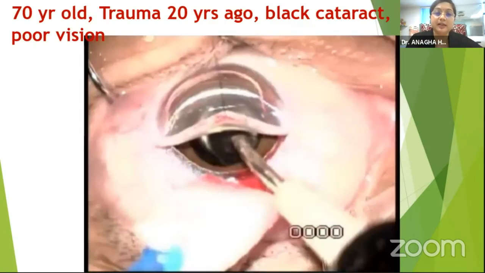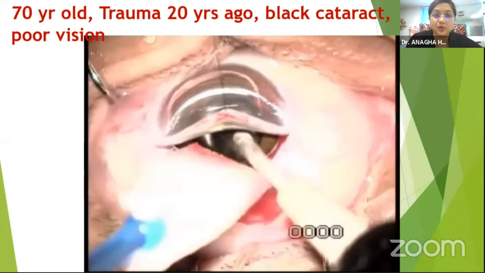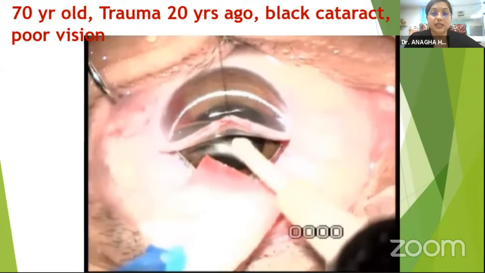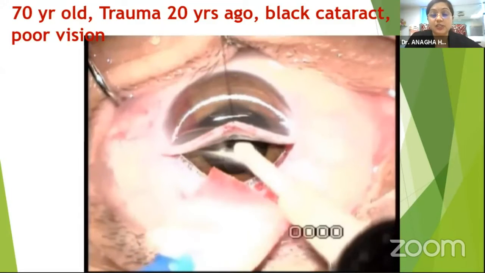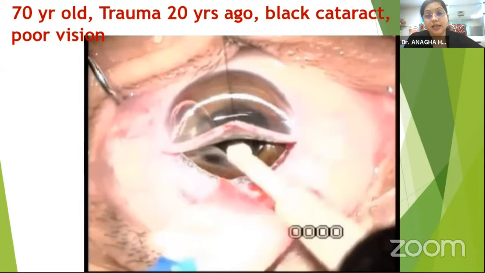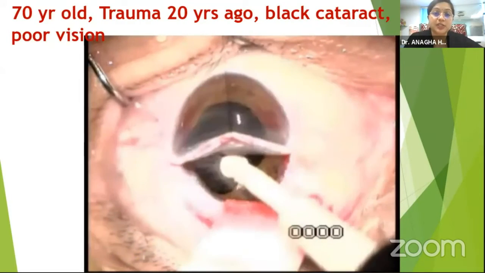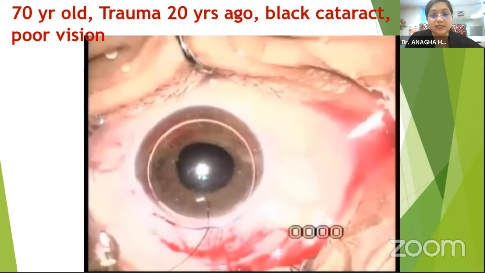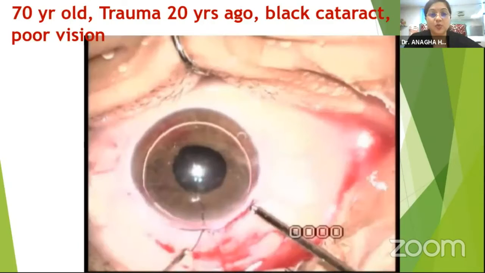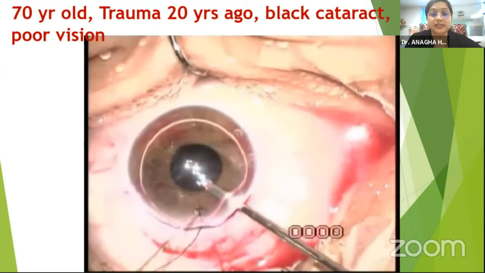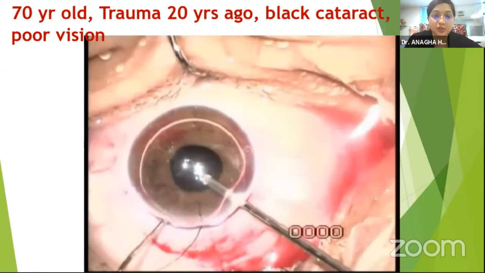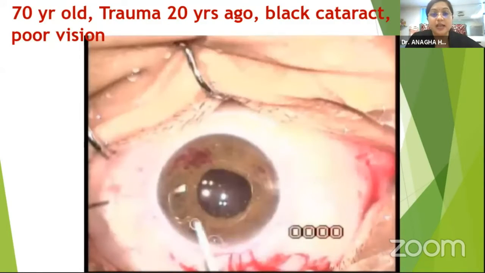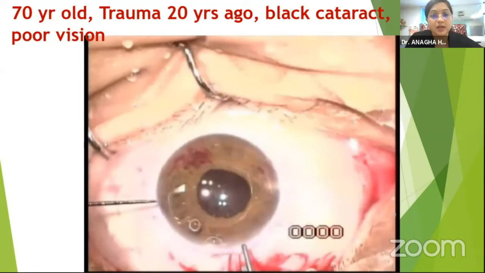So we did ICCE with a cryo, which we thought would be the best technique here, because phaco in such a case would cause a lot of corneal damage and decompensation. So here we have removed the dense black cataract. As you can see, there's a large incision, and there's no vitreous at all, but just to be on the safer side, we are doing a vitrectomy just to clear the anterior chamber, and then we have put in an iris claw lens.